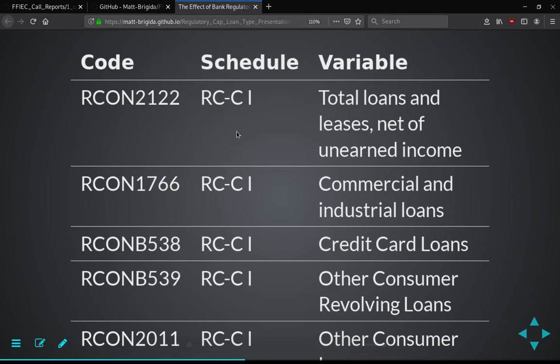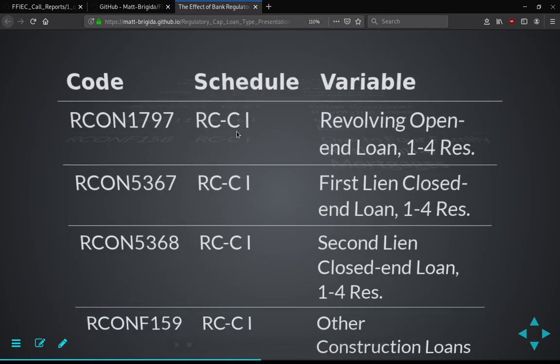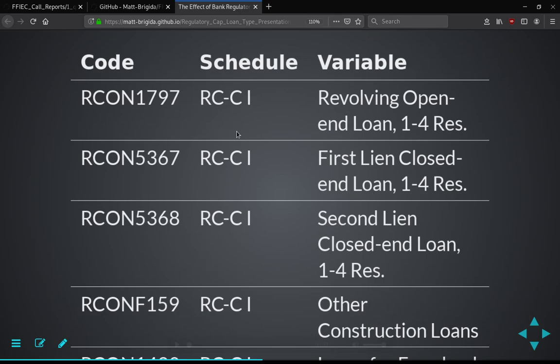So here we can get commercial, industrial loans. What I have here is the code and the schedule on the call report where I'm getting the data. So we can see how many credit card loans a bank has, other revolving, auto loans, and so forth. We can see real estate loans by type: 1 to 4 residential, farm loans for farmland, loans for multi-residential, meaning more than four families.